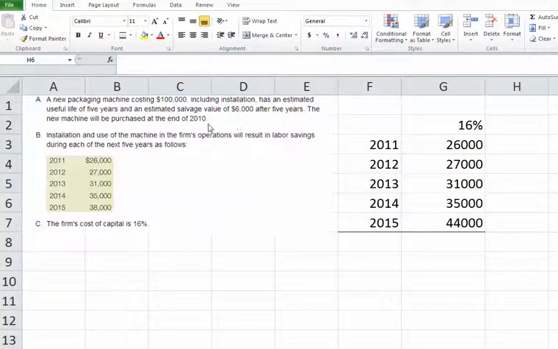The new machine will be purchased at the end of 2010. Installation and use of the machine will result in labor savings over each of the next 5 years. So here's our projected labor savings. The firm's cost of capital is 16%. So we are being asked to calculate the internal rate of return.